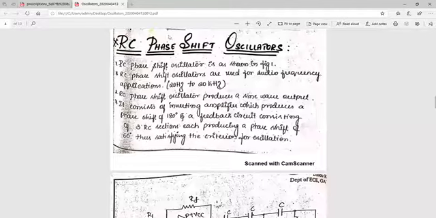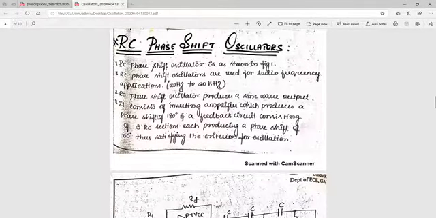So the first application is the RC phase shift oscillator. RC phase shift oscillators are used to produce audio frequency applications. The audio frequency range is somewhere between 20 hertz to 20 kilohertz. Kilo stands for 10 to the power plus 3. RC phase shift oscillators produce a sine wave output, and we clearly said that in an oscillator we will have an amplifier and a feedback circuit.